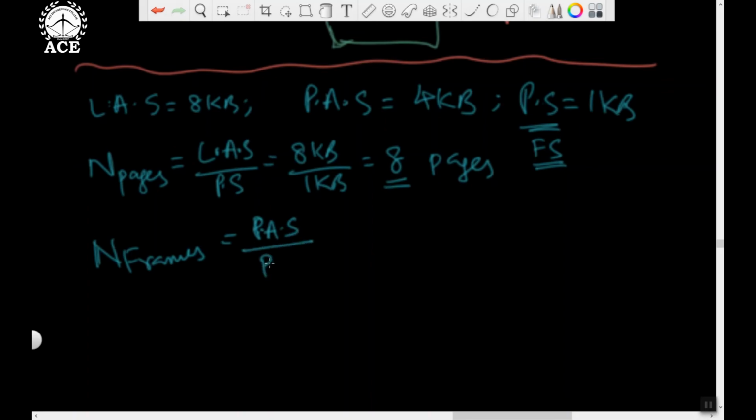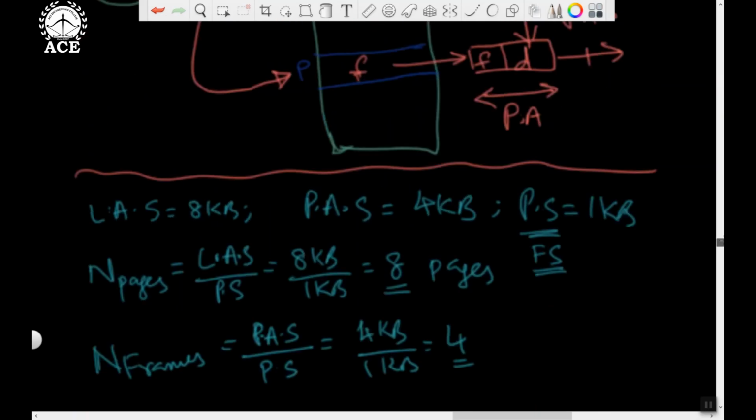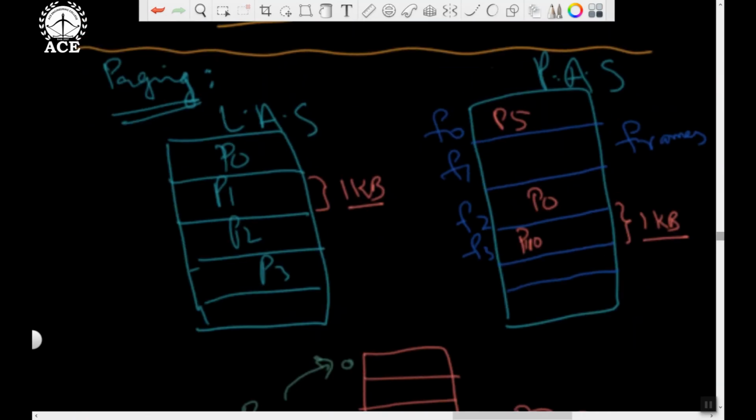These are frames. So for our given problem, the number of frames is 4. To refer to one of the 8 pages, how many bits of address do I need? That is called the page number. 3 bits. 2 power 3 is equal to 8. So 3 bits are needed. 8 pages can be referred with 3 bits.